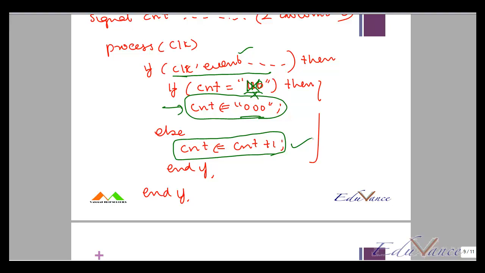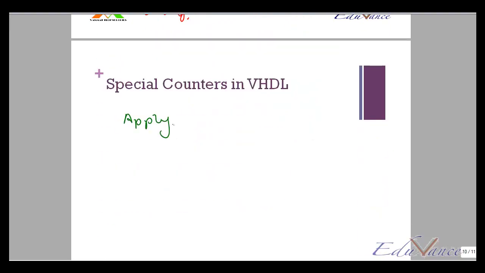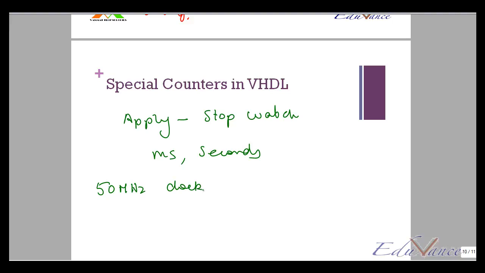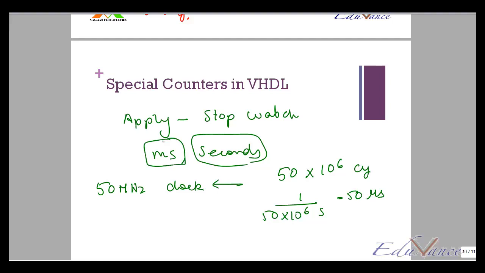Now, where would you apply this? We will see an example of a stopwatch. A stopwatch has milliseconds and seconds. So suppose I have a 50 megahertz clock. 50 megahertz is 50 into 10 raised to 6 cycles per second, so the period is 1 upon 50 into 10 raised to 6 seconds, which is 20 nanoseconds. So if I would like to make a circuit that counts in seconds and in milliseconds, how do I do that?